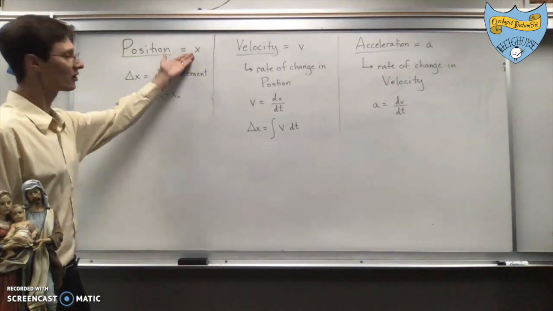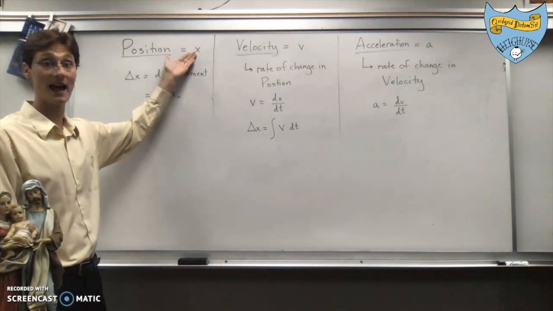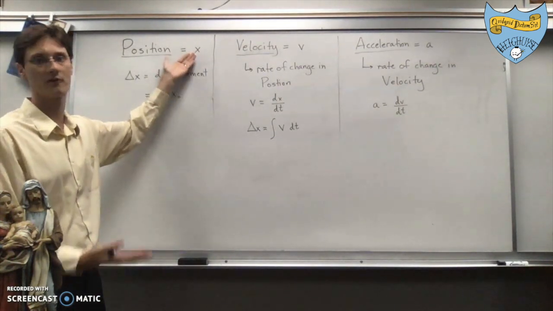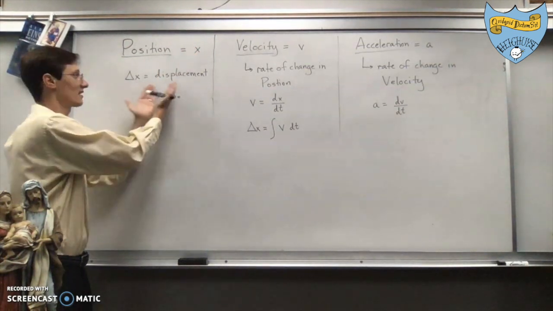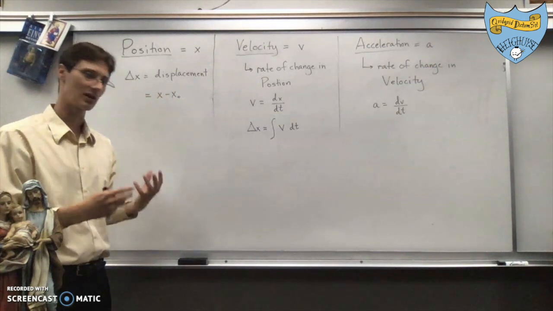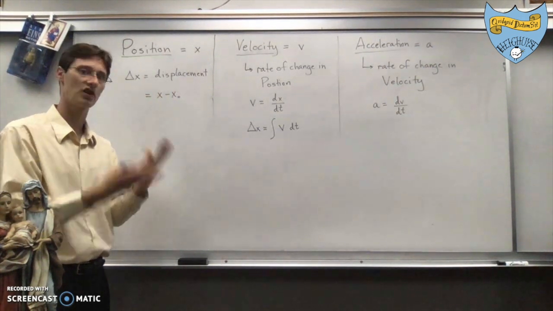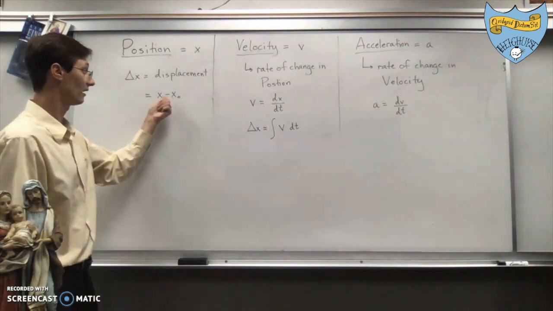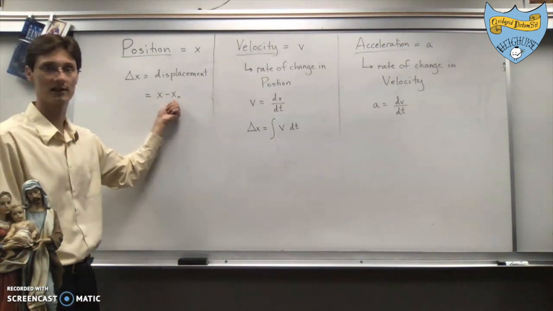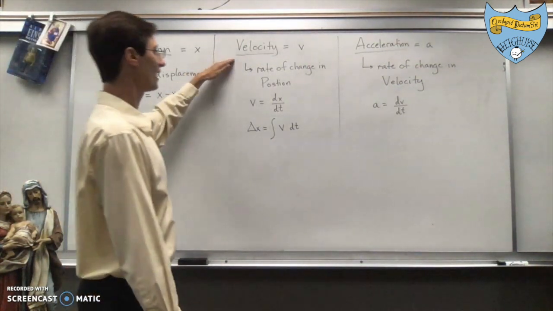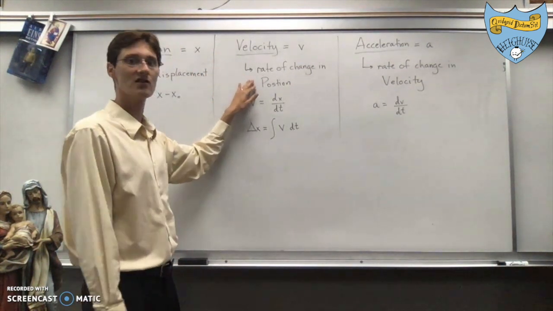Position will always be represented by the letter x in any equation that involves position. Delta x, or change in x, is defined as displacement. So when we talk about displacement, what we mean is change in x, or the difference between the final position and the initial position.